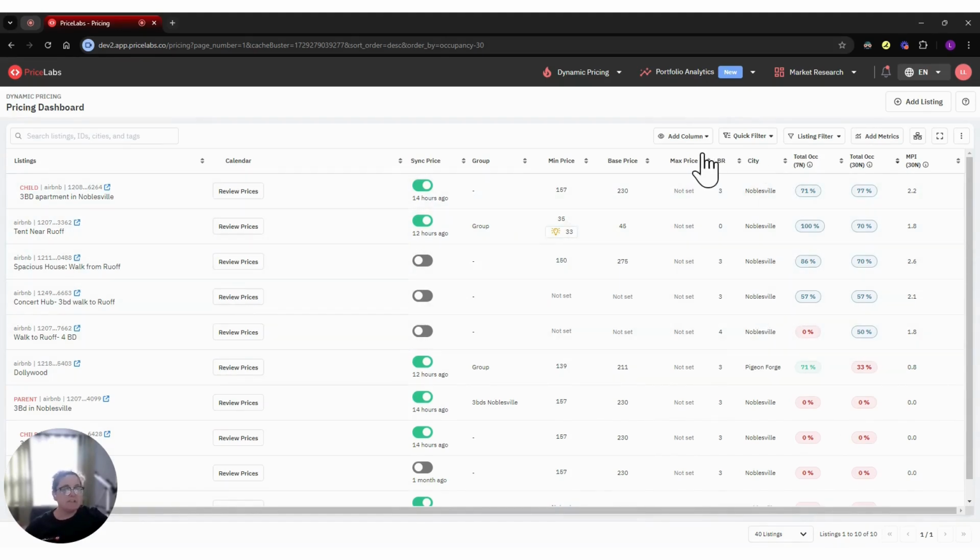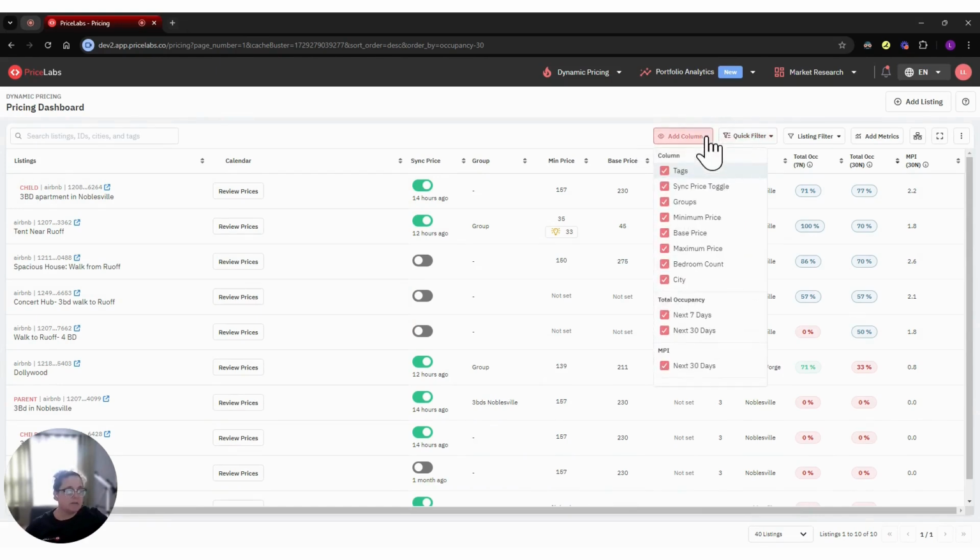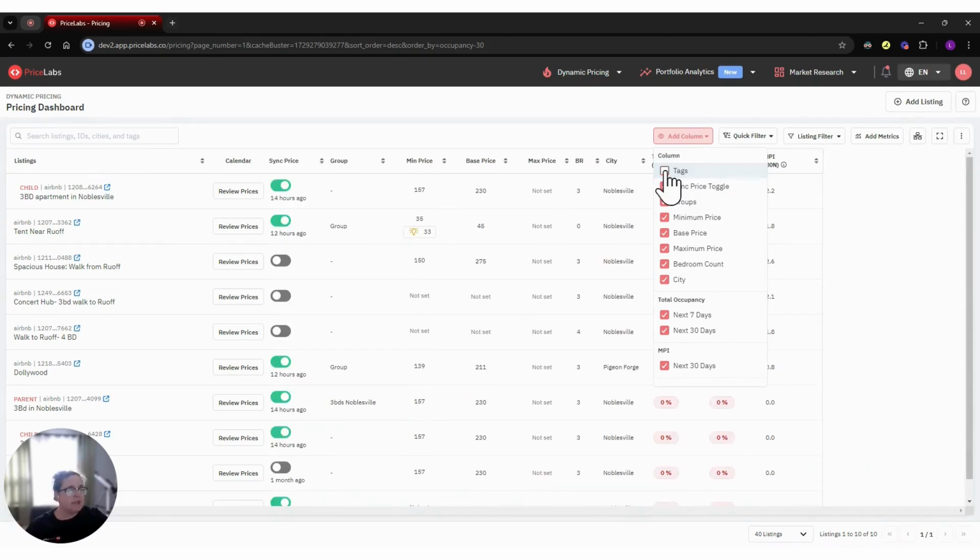One of the first things I would recommend is looking at the Add a Column button. What this does is it lets you remove things that are maybe unnecessary and cleans up your view a little bit. For example, in my account, I don't use tags too often, so I'm going to go ahead and remove that here.